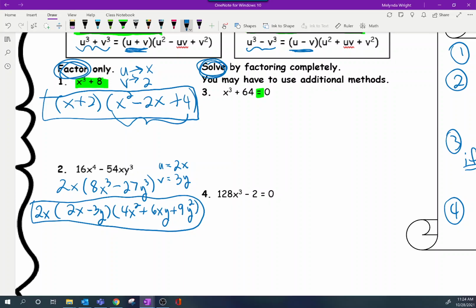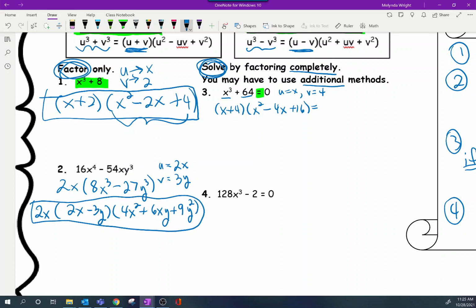So here we go, solve by factoring completely. We want to factor completely, and we might have to use something else. It might not be completely factorable. All right, here we go. This is the sum of perfect cubes, so u would be x and v would be 4, because 4 times 4 times 4 is 64. Let's use that factoring pattern. That gives us x plus 4 times x squared minus 4x plus 16, and that's equal to 0.